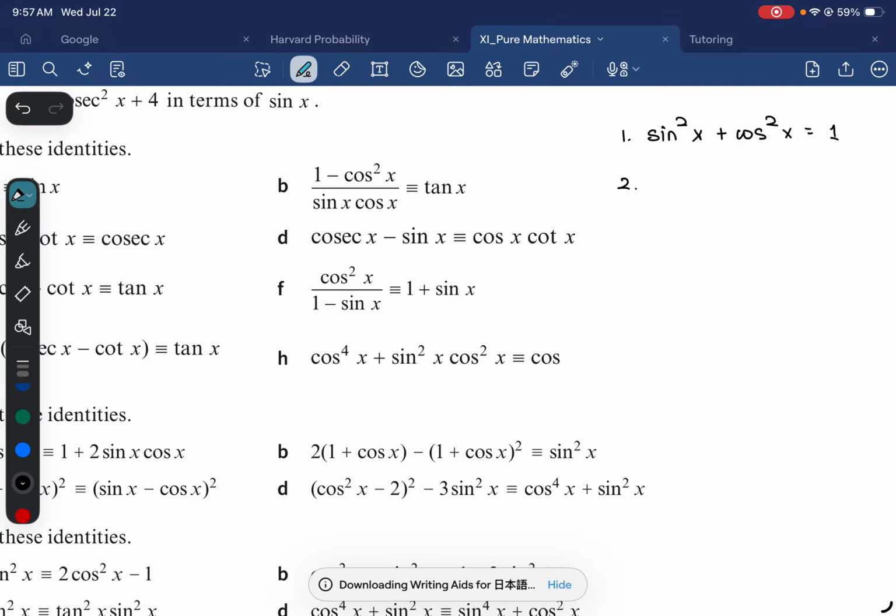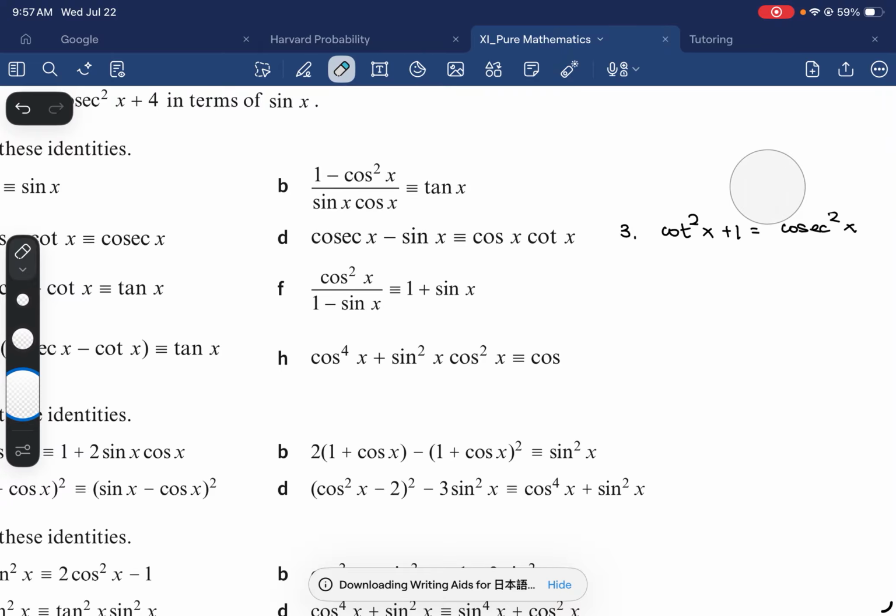And the other identity is that tan squared x plus 1 is equal to secant squared x. And the third identity is that cot squared x plus 1 is equal to cosecant squared x. So let's look at how we can derive these formulae.